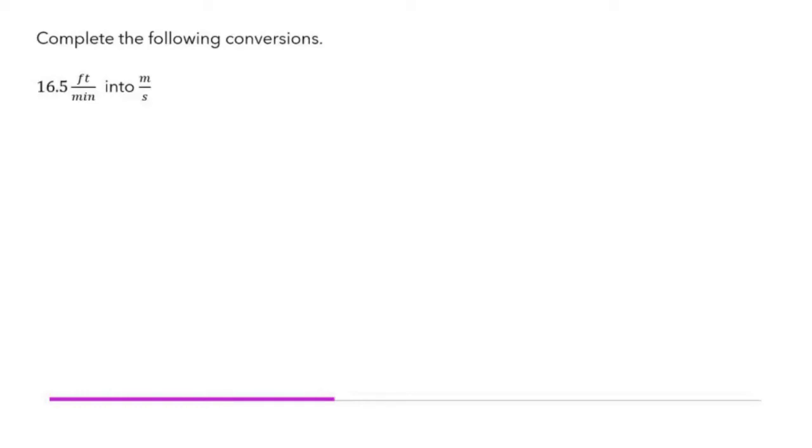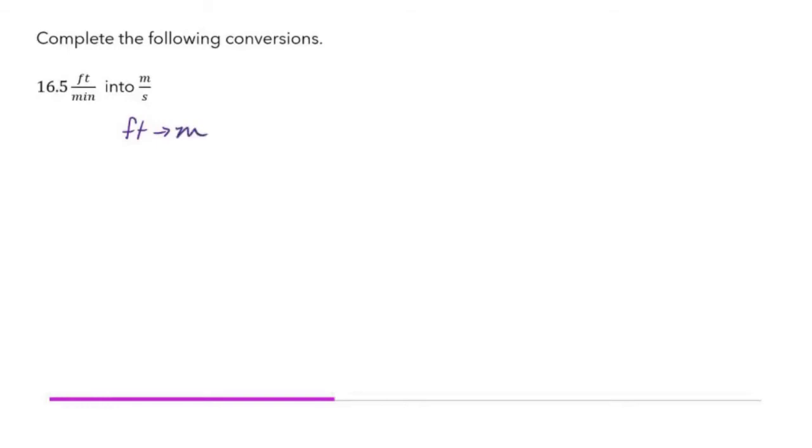An example where not only do we have units in the numerator and in the denominator, but we're in fact changing both. In the numerator, we're changing feet to meters, and in the denominator, minutes to seconds. Overall, we're going to convert 16.5 feet per minute into the equivalent measure in meters per second. Let's create a plan. So we need to convert feet to meters.